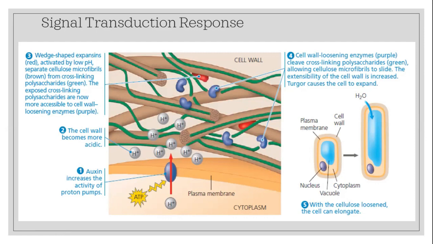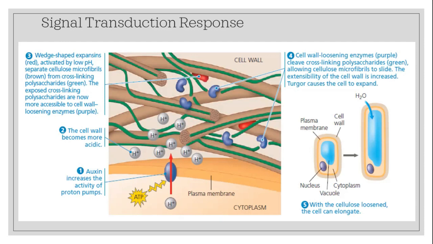And this is how auxin brings about the response. Auxins come into the cell and bind to the transcription factor. The transcription factor leads to expression of certain genes. These genes are basically proton pump genes, and these proton pumps that are formed go to the plasma membrane and are incorporated into the plasma membrane.